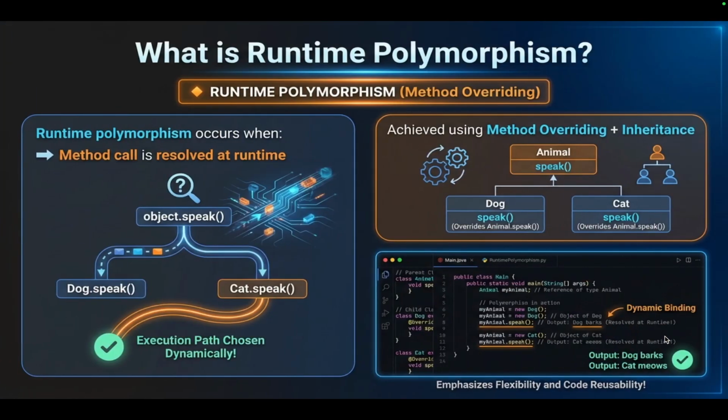What is runtime polymorphism? Runtime polymorphism means method call is resolved at runtime, not at compile time. It is achieved using inheritance and method overriding. This is also called late binding or dynamic binding.